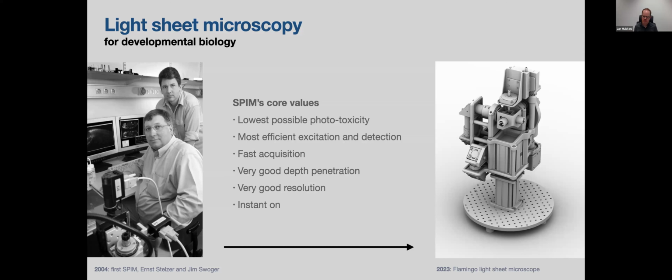So the most important is that the sample survives the imaging, simply speaking, and that's something light sheet is particularly good at. This is really our most important criterion, and it is achieved by being maximally efficient in the excitation and the detection, and being fast and gentle.